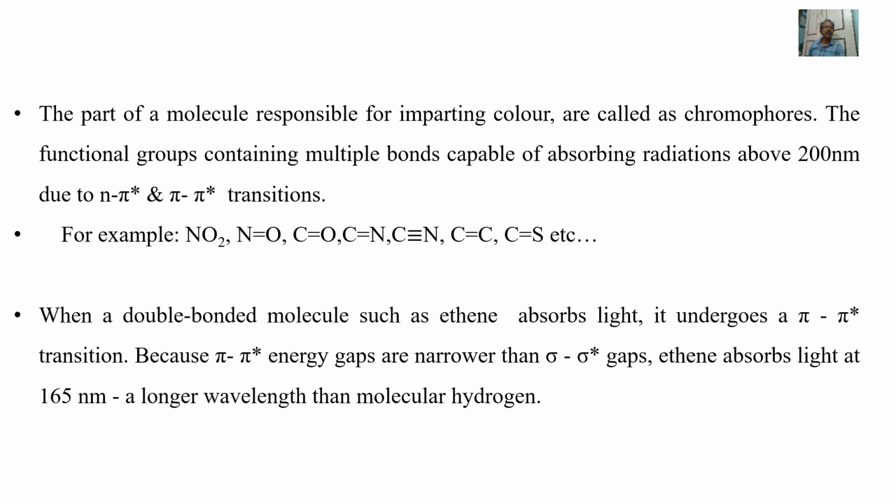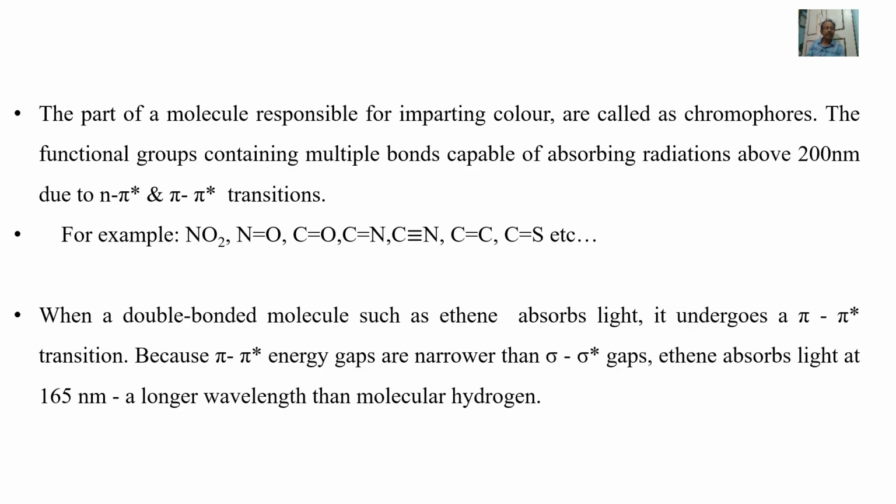The part of a molecule responsible for imparting color is called a chromophore. These are functional groups containing multiple bonds capable of absorbing radiation above 200 nanometers due to n to pi star and pi to pi star transitions. For example, NO2, N double bond O, C double bond O, C double bond N, C triple bond N, C double bond C, C double bond S, and so on.